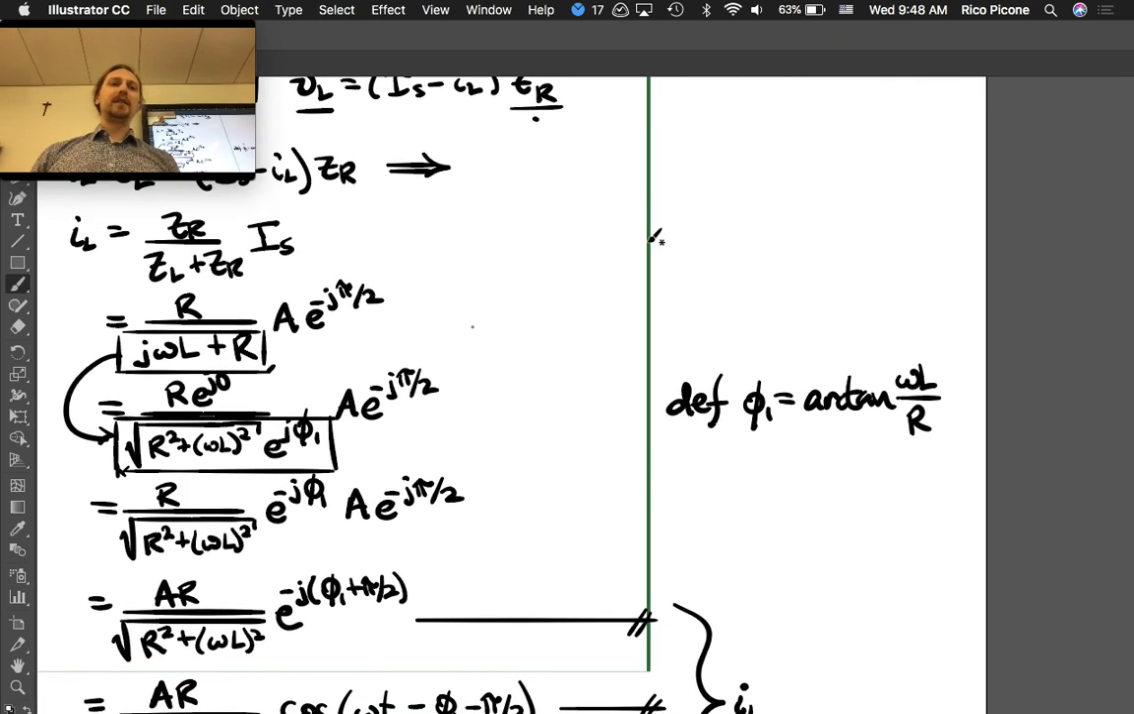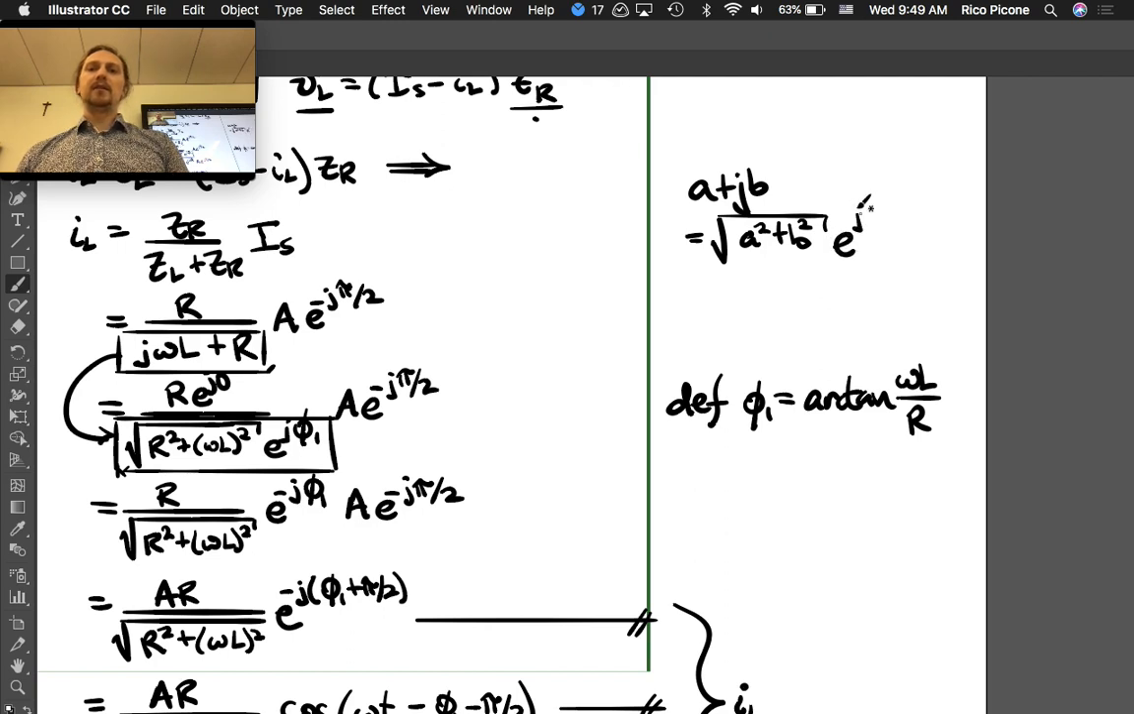And so it always looks like real, I'll do A plus jB. And that's always equal to the square root of A squared plus B squared times e to the j, and then arctan of B over A. So there's that type of phasing it.